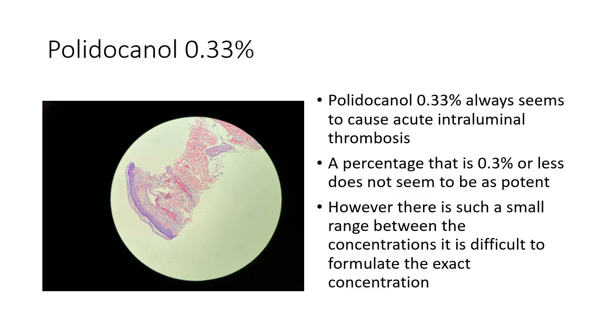Now, in this slide, you can see this is polydocanol 0.33%. Every specimen that we looked at with this concentration caused either marked intraluminal debris or acute thrombosis. However, with a percentage of 0.3, it did not seem to be so potent, even though it's such a narrow range. It's difficult really to discuss this from a scientific standpoint, since we don't know how the CMC is affected at these low concentrations. But we do know that 0.3% seems to be less potent.